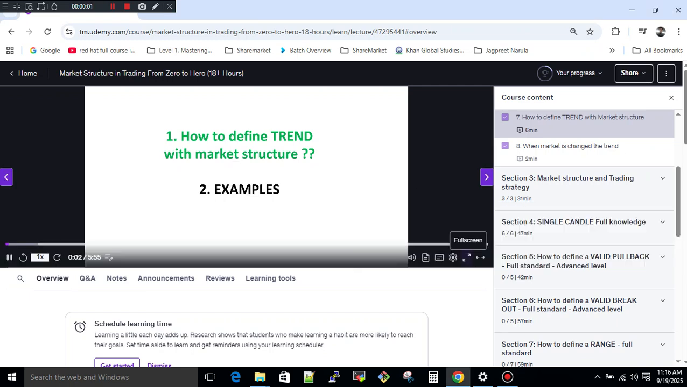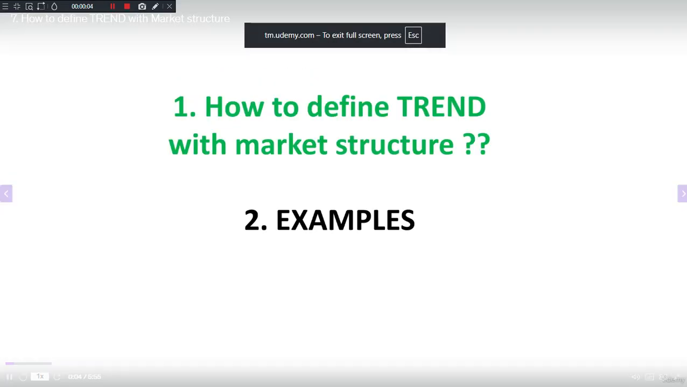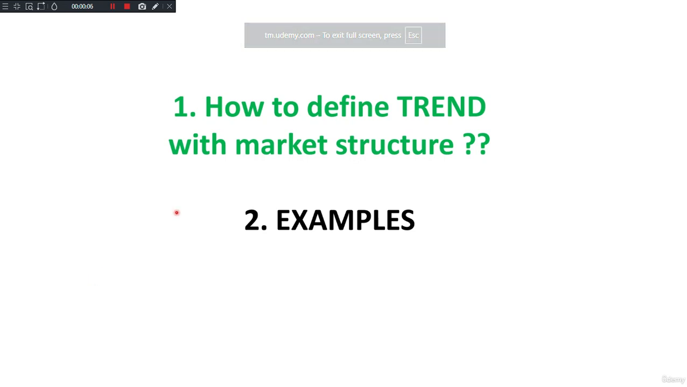In this video we continue discussing the chain of the markets and how to define the chain with market structure. That is the first thing we need to focus on with the chain. And the second is the example. I normally give an example to help you fully understand the first thing. So let's get started.